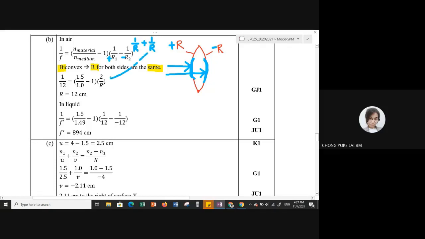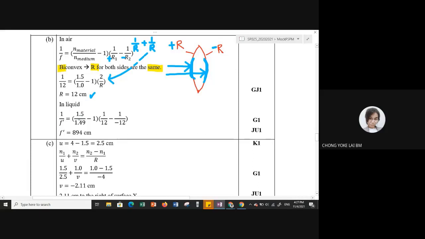Itu yang membawa kita kepada 2 over R. Okay, 2 over R. So focal length dia 12 dalam A. So I get the R is 12. Okay, this R never changes even though I put it in liquid. So I calculate the new focal length when I submerge in liquid.